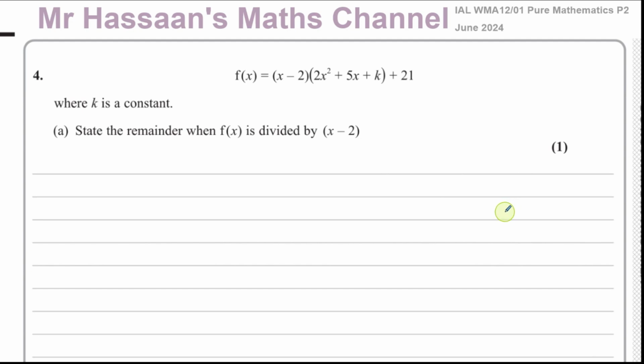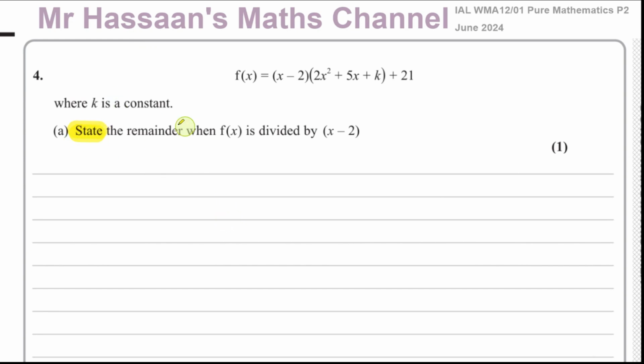Now it says f of x is equal to (x minus 2) times (2x squared plus 5x plus k), and outside all of that is plus 21. It says where k is a constant, we've got to state the remainder when f of x is divided by x minus 2. It's worth 1 mark and it says state, which means if you just write down the answer, you will get the marks without showing any steps.